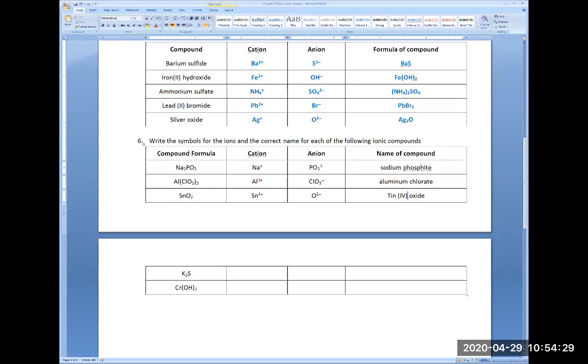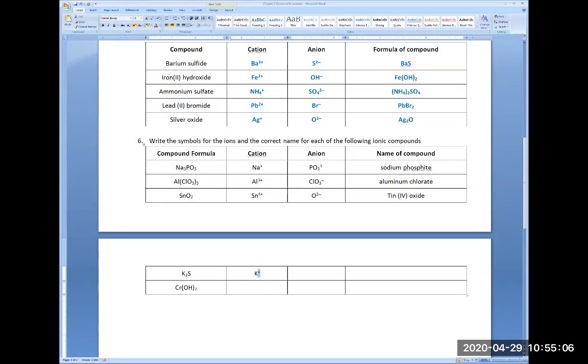Okay, so what is the symbol for the cation in K2S? What is the charge? K plus, right? K is the symbol for potassium, and potassium is in group 1A, atomic number 19. And because it's in group 1A, it's a predictable ion that makes a +1 charge, right?